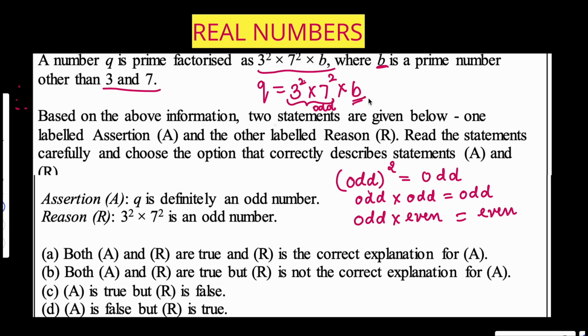Now, what about this b? b is a prime number other than 3 and 7. Suppose b is any odd prime number, obviously the product will become odd. But if b is 2, in that case odd into even, we are getting the product even. So assertion A, q is definitely an odd number, that is false, and 3 square into 7 square is an odd number is true. So the suitable option is D, A is false but R is true.